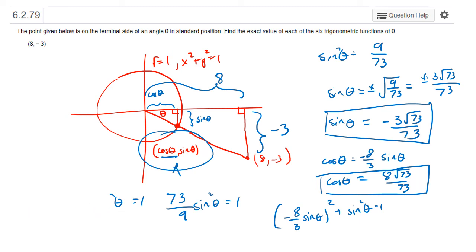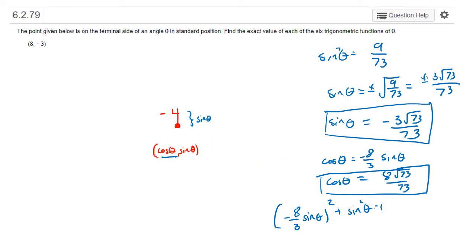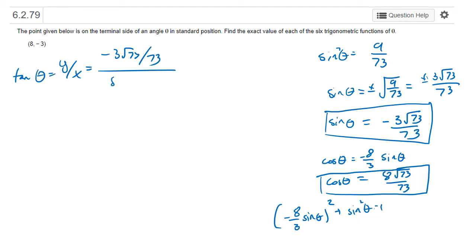So the x for this point, cos theta, is 8√73/73. The y coordinate, the sine, is negative 3√73/73, apologies. And now that I have both x and y, I can just start taking other ratios as follows. So the tangent of theta is y over x. We've determined the y to be negative 3√73/73 and the x to be 8√73/73. Lots of stuff cancels and I just get negative 3/8.